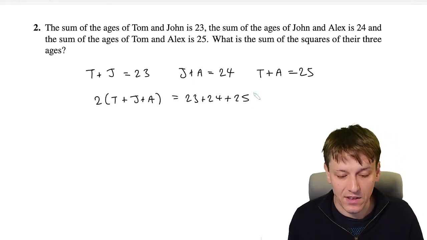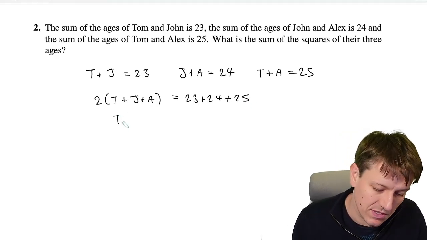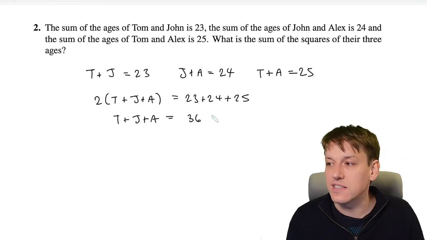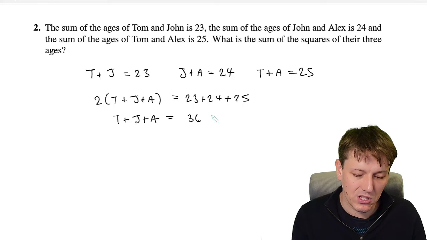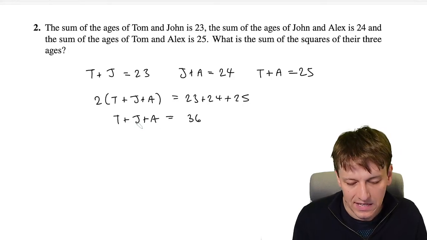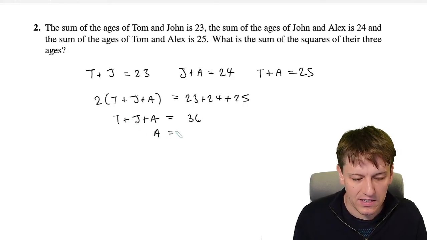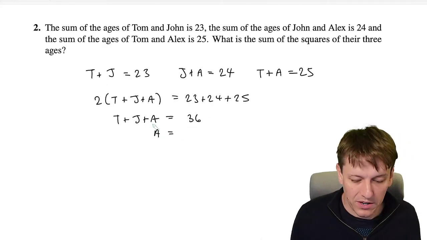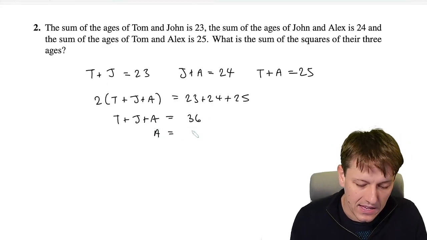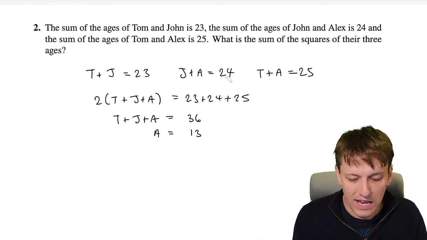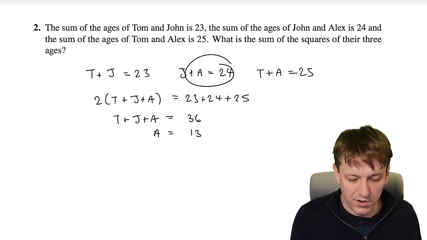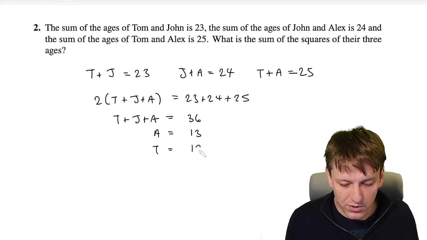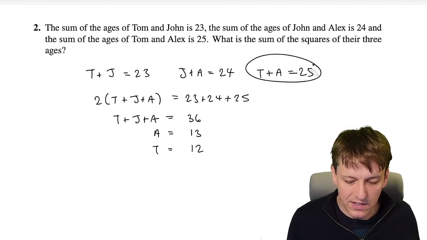So adding those together, we get 72. So it must be that t plus j plus a is a half of 72, which is 36. But of course I know t plus j is 23. So if I take that away from each side here, the t plus j, I'm subtracting this equation from this equation is what I mean, and then I get that a equals 13. Do the same with j and a here, subtract this one from this one, and I'm going to be just left with t equals 12, and the same for this one.